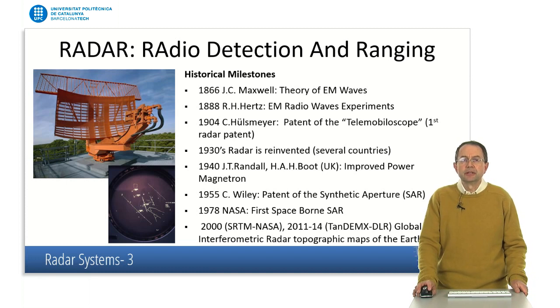NASA launched in 1978 Seasat, which was the first spaceborne SAR. And in the present century, we have several important missions. Two of the most relevant are the Shuttle Radar Topography Mission and the TanDEM-X mission, which have the same purpose, which is to obtain a high-resolution topographic map of the whole planet.